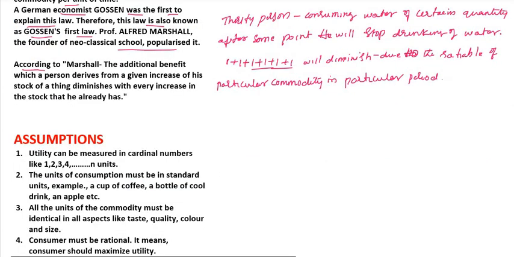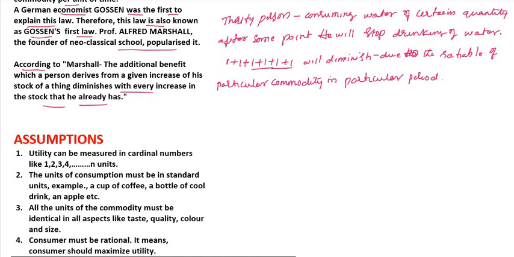According to Marshall, the additional benefit which a person derives from a given increase of his stock of a thing diminishes with every increase in the stock that he already has. According to this law, a consumer increases the consumption of any commodity, keeping constant the consumption of all other commodities. The marginal utility of the variable commodity must eventually decline. In other words, as a consumer consumes more of any commodity, the total utility increases, but the increase in total utility is not proportionate to the increase in the units of consumption.